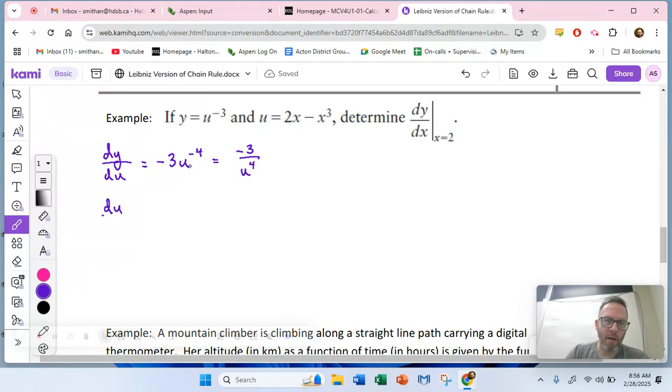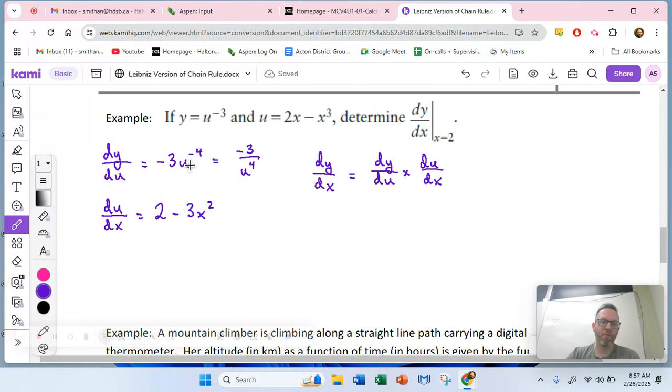And then du by dx, that one doesn't look too bad. So the derivative of 2x is 2. Derivative of x cubed minus 3x squared. And then we are ready to find dy by dx. So we take, I'll show this step, got the space. Dy by du, multiply by du by dx, i.e. a chain of derivatives.